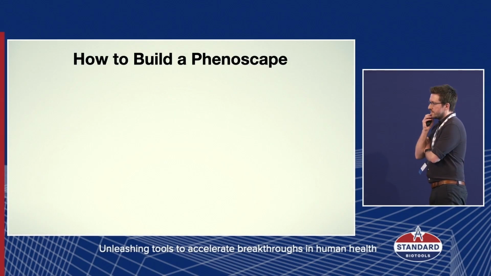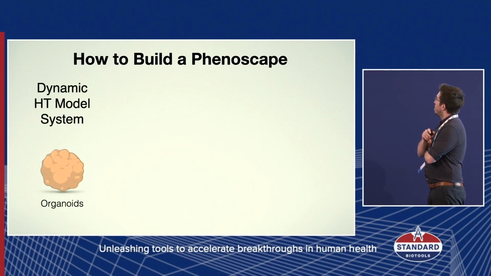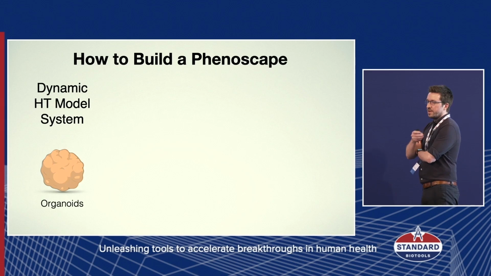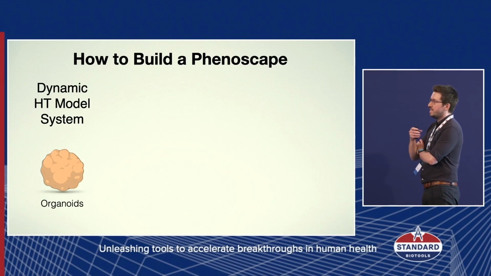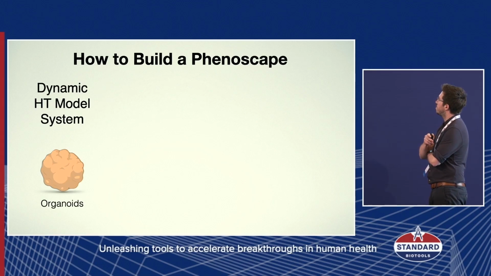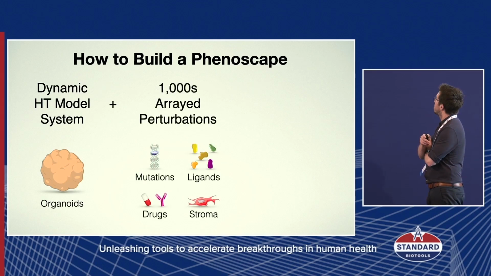So how do you do this? It's a sort of conceptual idea of mapping out phenotypic space. How do you build a phenoscape? Well, first of all, you need a very dynamic model system. Now, I work on solid tumor biology. I work on colorectal cancer. So for us, we use organoids, but in principle, there could be cell models that would also work for this. It needs to be high throughput, and it needs to be dynamic. It needs to be able to change and biomimetically model the biology that you're interested in.